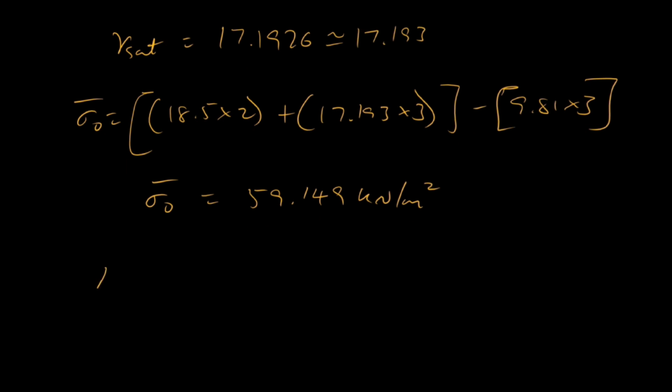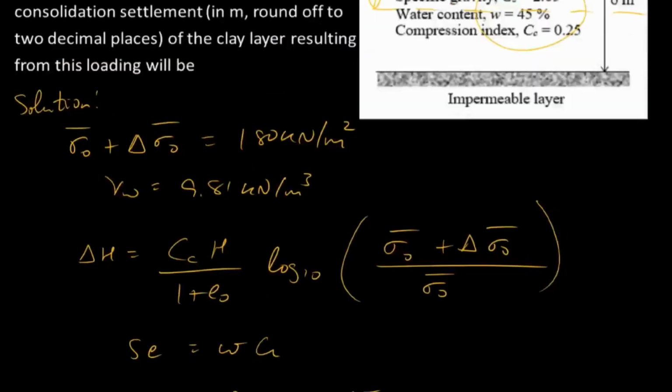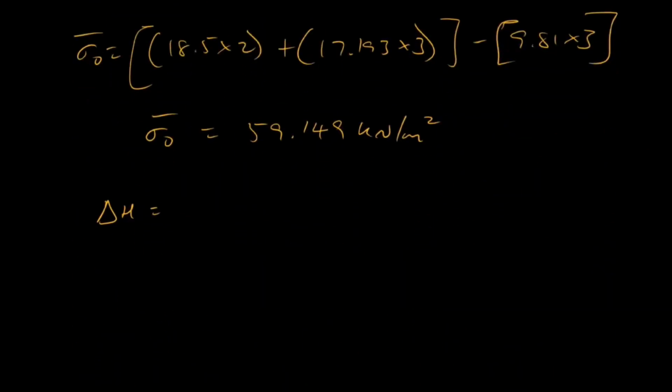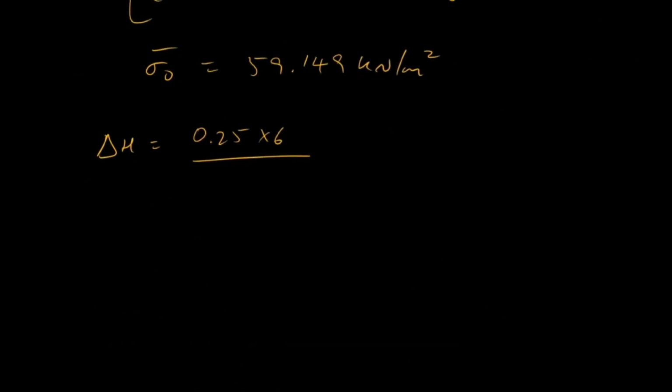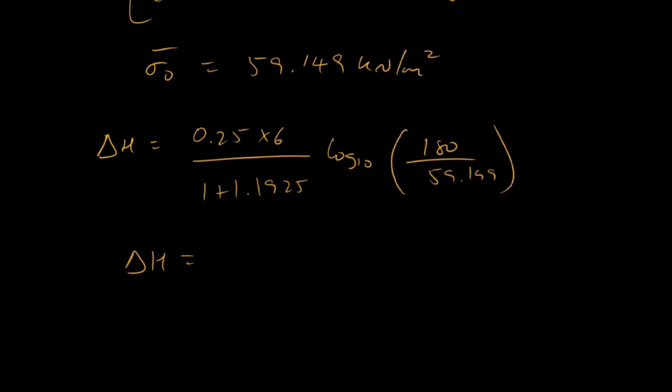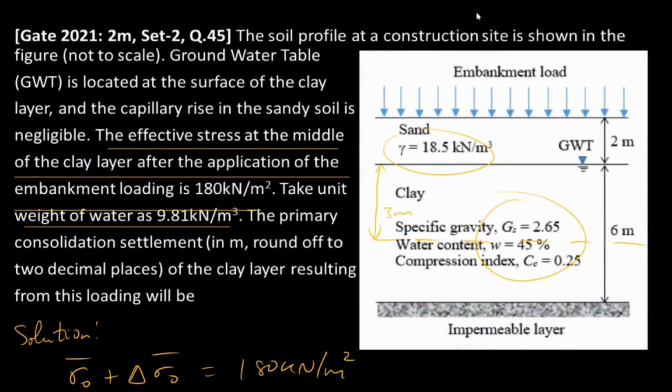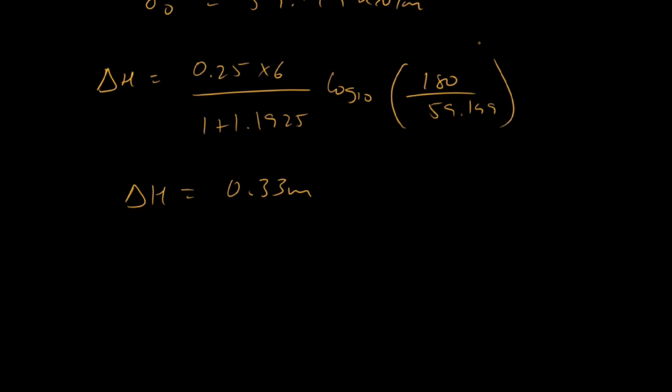Now we will find out the consolidation settlement. Delta H will be equal to Cc, which is 0.25, and H is 6, divided by 1 plus e naught, 1 plus 1.1925, times log 10 of sigma naught dash plus delta sigma naught dash, which is 180, divided by sigma naught dash, 59.149. By solving this equation, we get delta H as 0.33 meters. The consolidation settlement will be 0.33 meters.